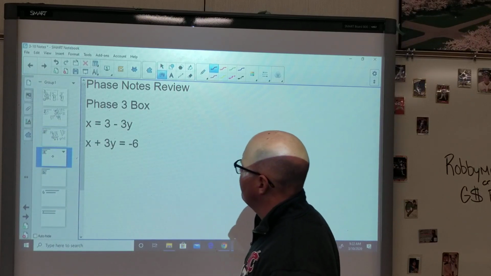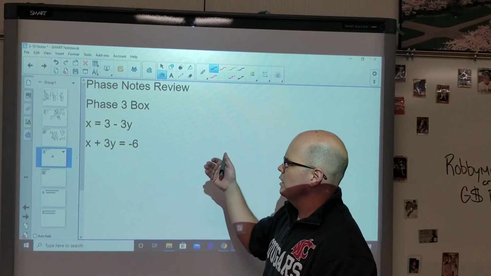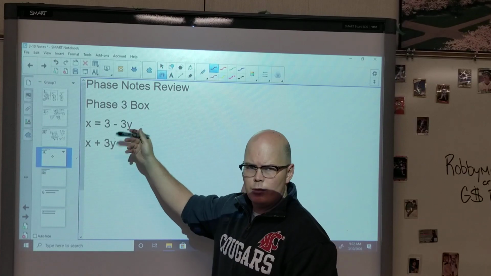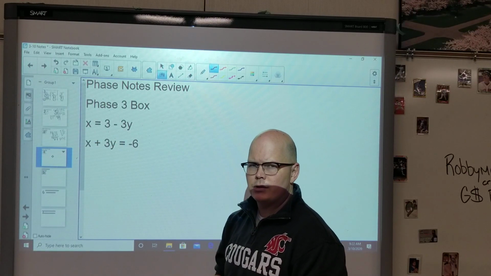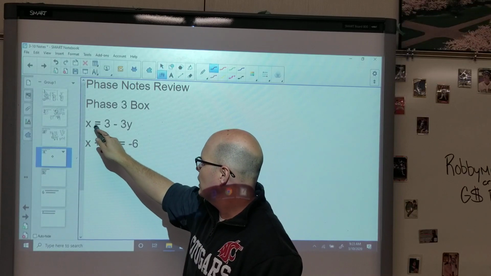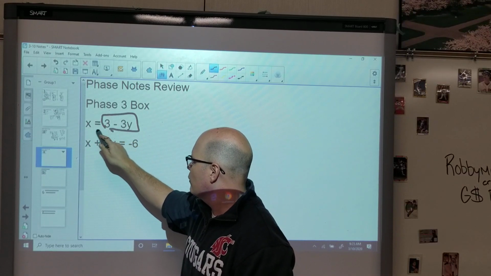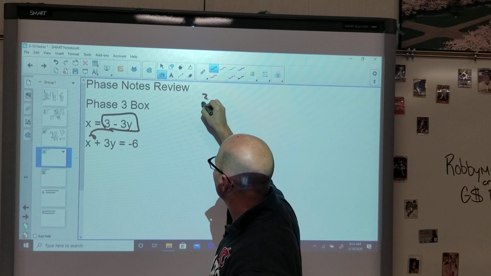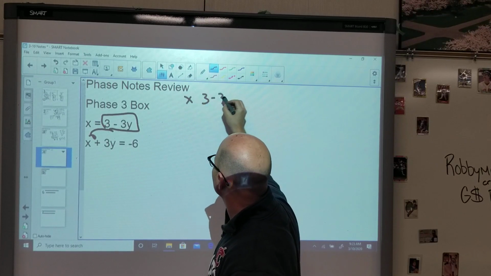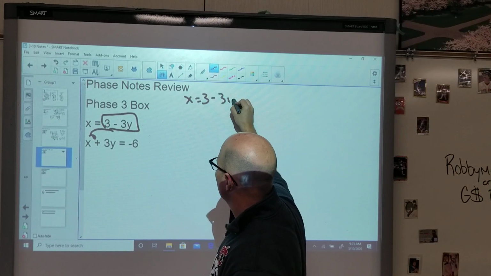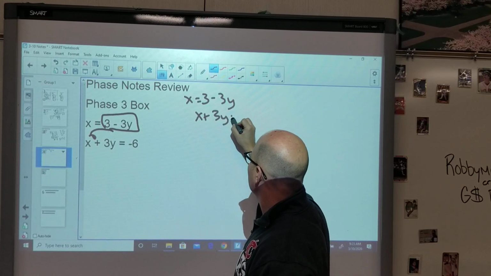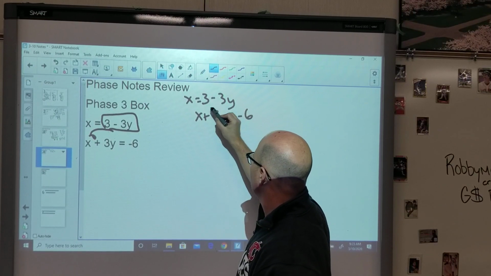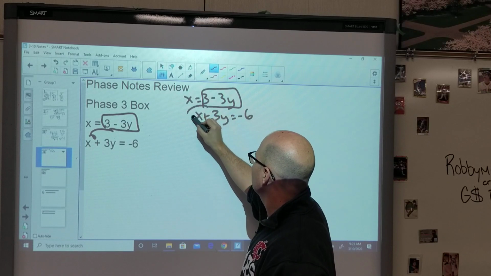So, for my phase 3 practice problems, it's a little bit different again. Instead of having slope-intercept form, I just know what x equals, but it doesn't have to be in slope-intercept form for me to substitute it. So if I had x equals 3 minus 3y, and x plus 3y equals negative 6, I'm just going to take this and plug it in here.